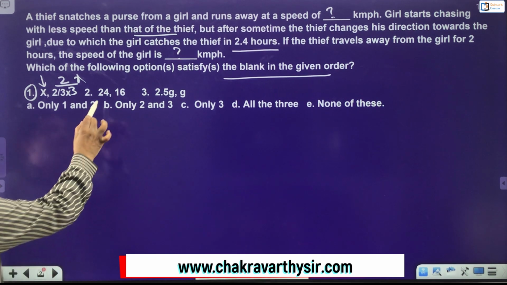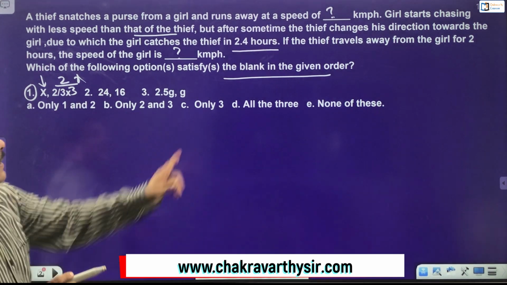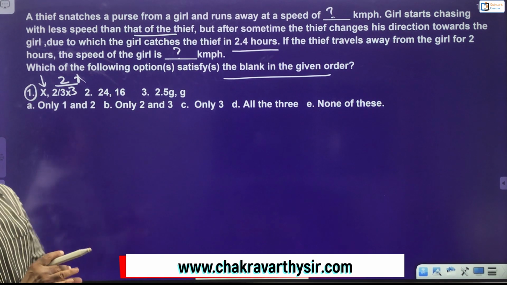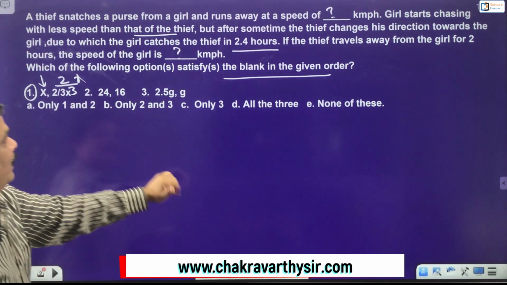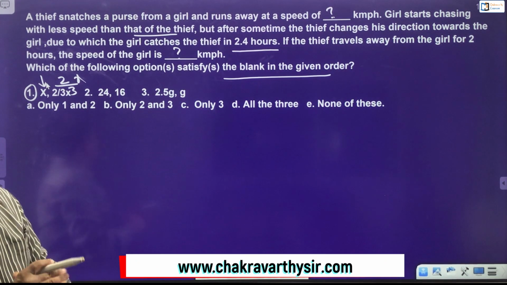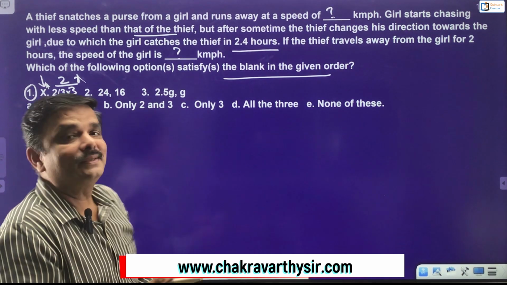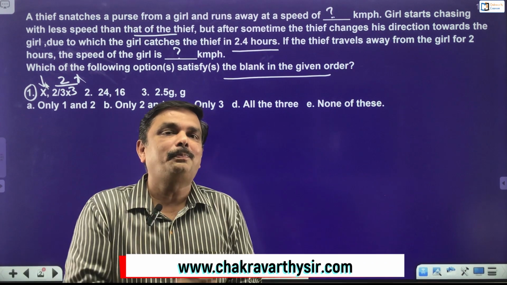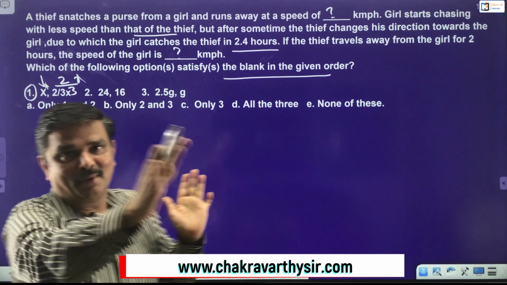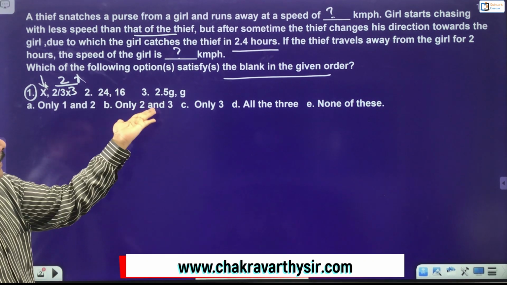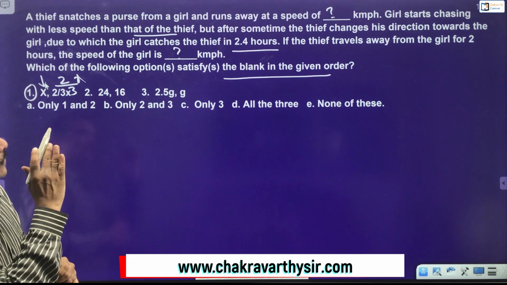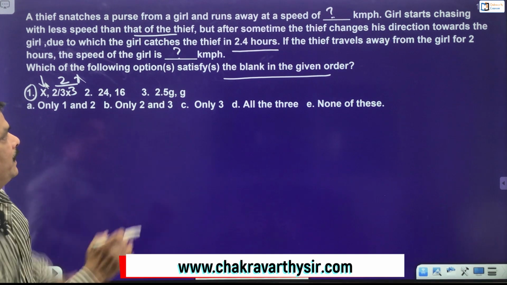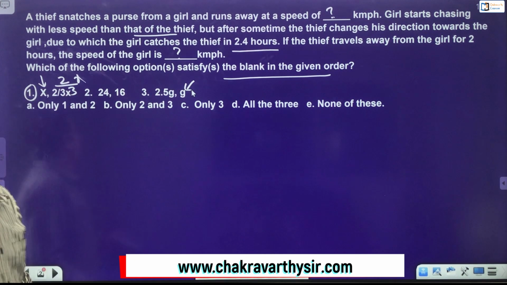And second, they have given 24:16. What do you mean by this? If the speed of the thief is 24 kilometers per hour, the girl's speed must be correspondingly 16 kilometers per hour. And the third one they have given 2.5 g and g. Don't get confused where this x or this g is. One variable they have used to show the ratio of the speeds of thief to that of the girl in the same order. 2.5 g means this is the speed of the thief and this is the speed of the girl. This is what exactly they have given.